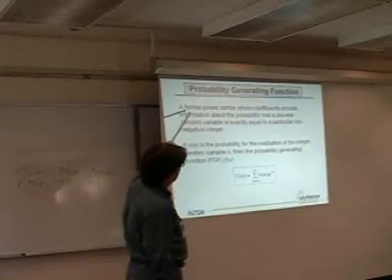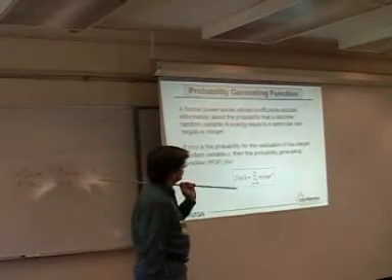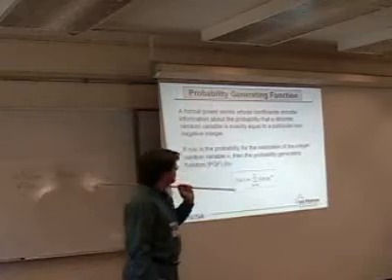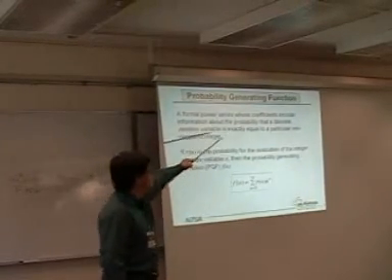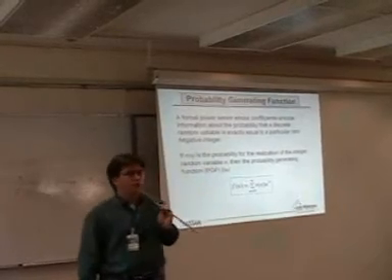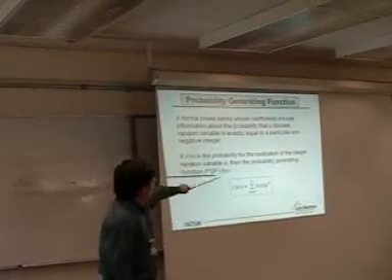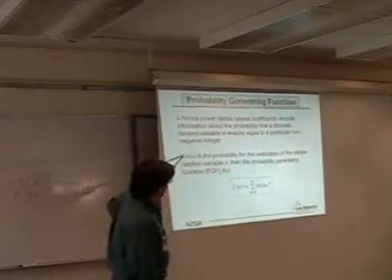What it is, by formal definition, is a formal power series whose coefficients encode information about the probability that a discrete random variable is exactly equal to a particular non-negative integer. What does this mean, in essence? Let me show you the definition.